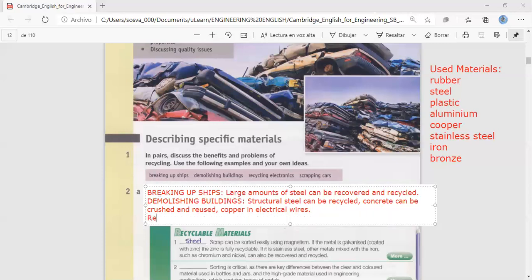If we talk now about recycling electronics, I want you to think about what we can recycle in an electronic.